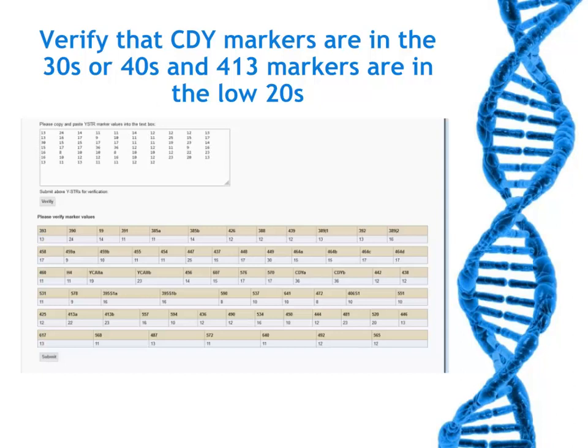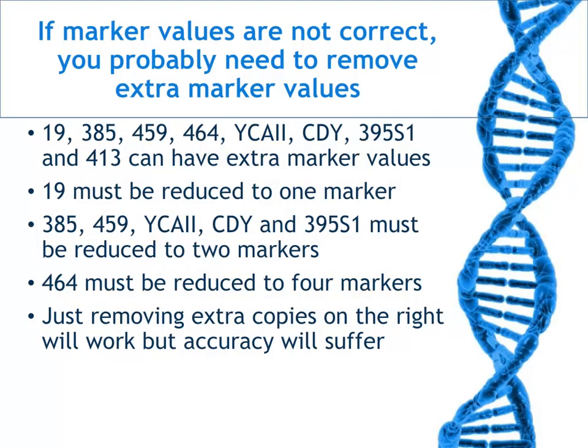Multi-copy markers that have extra values need to be removed. Otherwise, those particular testers cannot be run through the tool. So you check for values of 30s and 40s for CDY markers, and in the low 20s for 413. If they're not in the low 20s for those as well, then you probably have extra values in your YSDR markers.